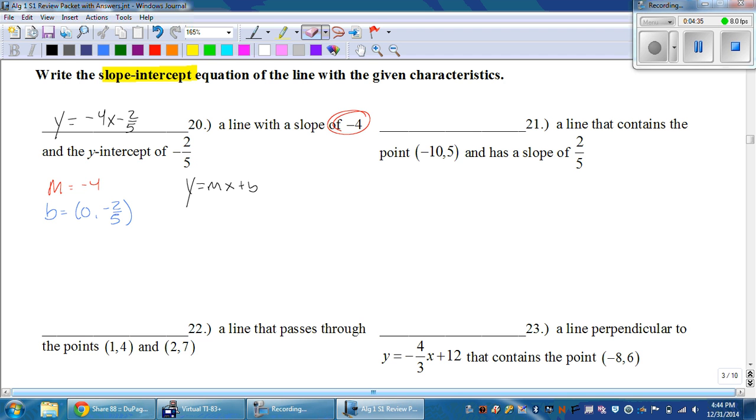Okay, number 21. A line that contains the point, -2/5, and a slope of 2/5. So they told me a point and a slope. Well, that means I can go into point slope, but they want our final answer in slope intercept. So this is where we actually solve it. Okay? So I'm going to put the 5 there. This changes to a positive 10. And then my slope is 2/5.